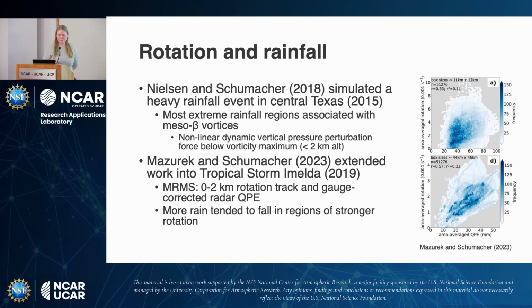But another of Russ Schumacher's students, Ali Mazurek, extended this work into Tropical Storm Imelda, using data from MRMS, including low-level rotation tracks and gauge-corrected radar QPE. This is from Ali's work on the right. She found there was a correlation between rain and regions of stronger rotation. But again, they didn't really have the detailed dynamics due to the spacing between the NEXRAD radars.